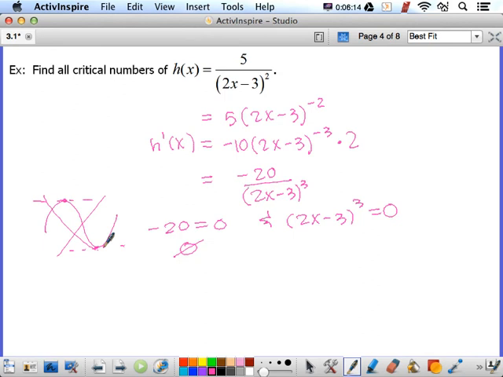How about the denominator? How do we solve it equal to 0? What do you do first? Take the cube root of both sides. And that will produce 2x minus 3 equals 0, 2x equals 3, and x equals 3 halves. So this function only has one critical number, and it's occurring at 3 halves.